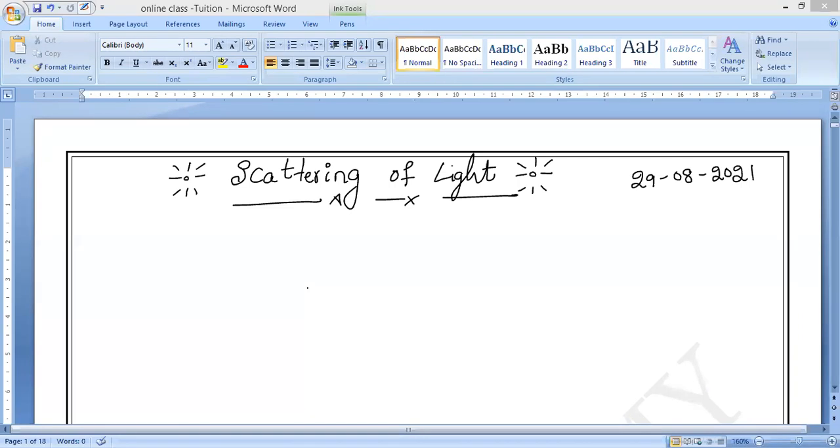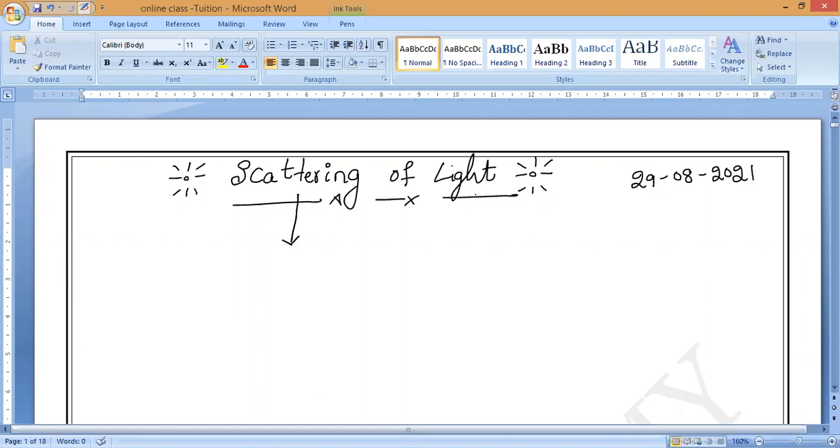Is it okay, guys? In the same way, we are going to study the next phenomenon of light, which is called scattering of light. What is scattering of light, and how does scattering of light take place? All these things we will discuss in this concept. Now first let us come to know what we mean by scattering of light.